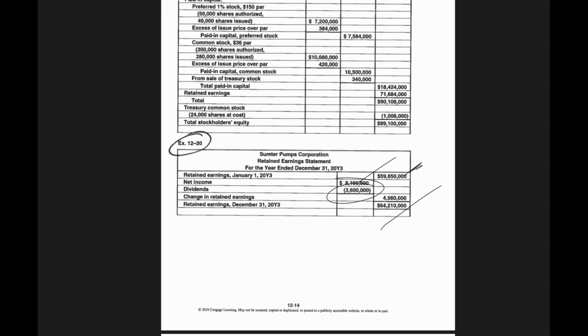So here we less dividends of 3.6 gives us our ending retained earnings of $64.21 million. So like we did in ACC 225, beginning retained earnings plus net income minus dividends, whether it's cash or stock, equals our ending retained earnings. All right, we'll stop there and then we'll finish the rest of chapter 12.